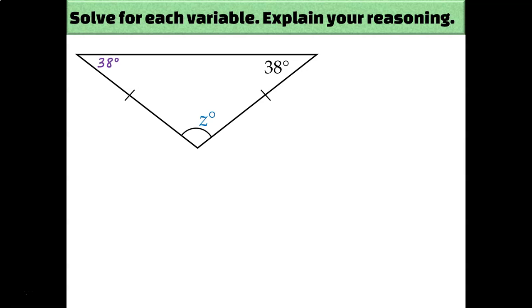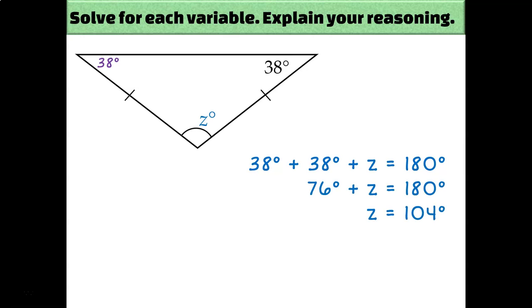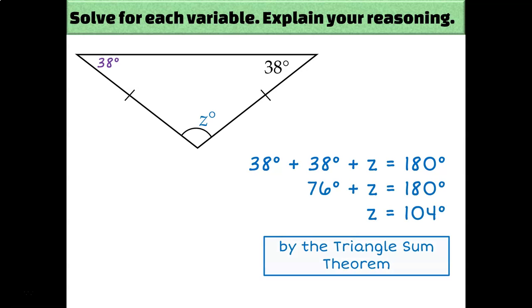Since we discovered that the angle in the top left-hand corner of the diagram was 38 degrees as well, I have all three angle measurements and I can set them equal to 180 degrees. So 38 plus 38 plus z equals 180, which means that z must be 104 degrees. And for my reasoning here, it's just the triangle sum theorem. We had already explained how we got to 38 earlier, so really all I did was add up those three angle measurements and set it equal to 180.